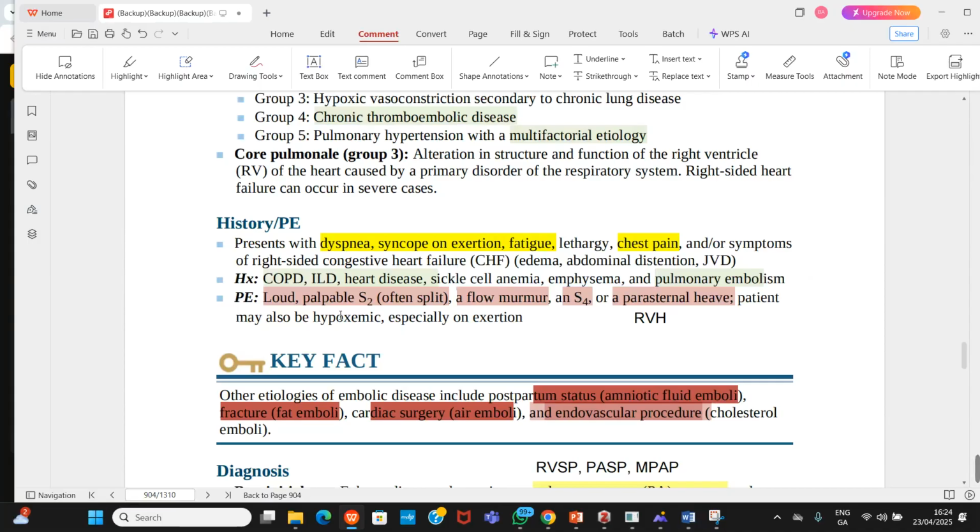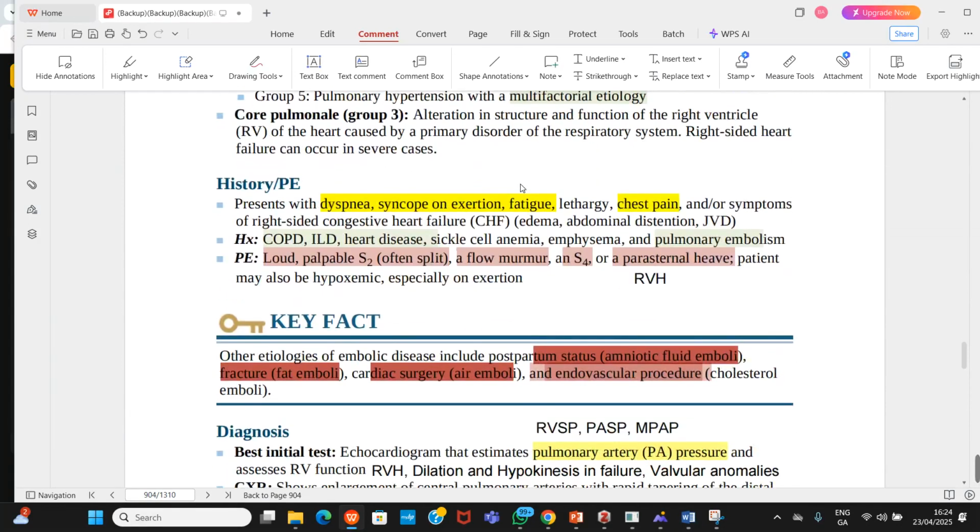So we know the cause, COPD, ILD, depending on the group, just group them. COPD is group 3, ILD is group 3, heart disease is going to be group 2, sickle cell can be under group 4 or group 5. Emphysema is going to be group 3, pulmonary embolism is going to be group 4.